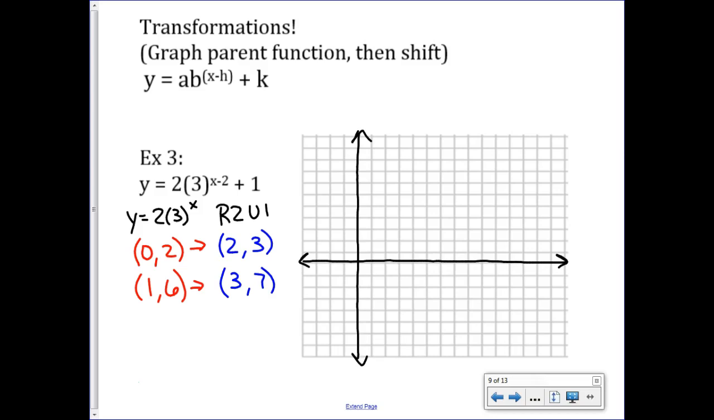So at (0, 2), and then (1, 6). That's what my parent function looks like. And then at (2, 3) and (3, 7).